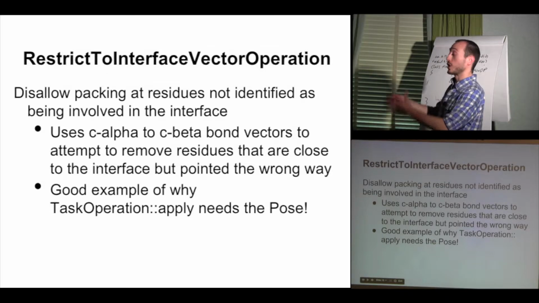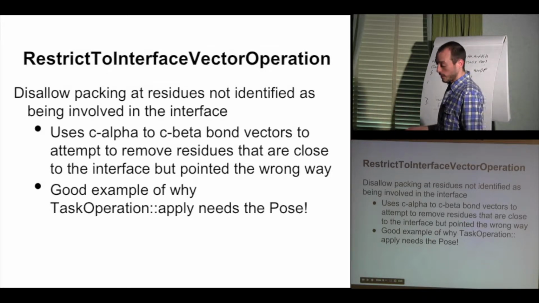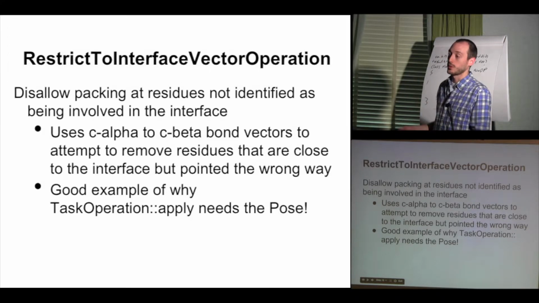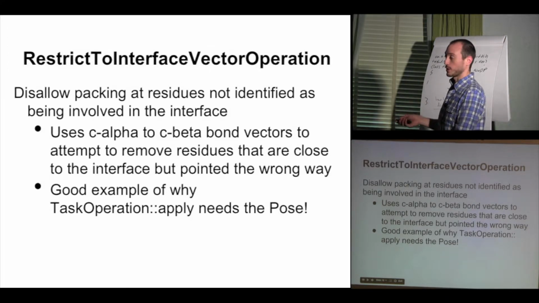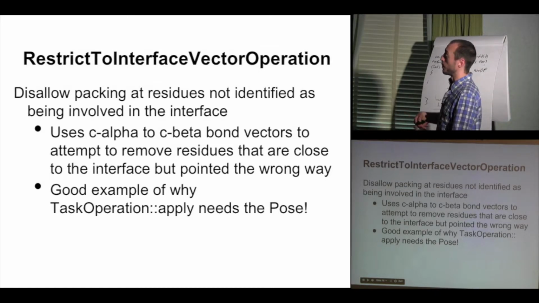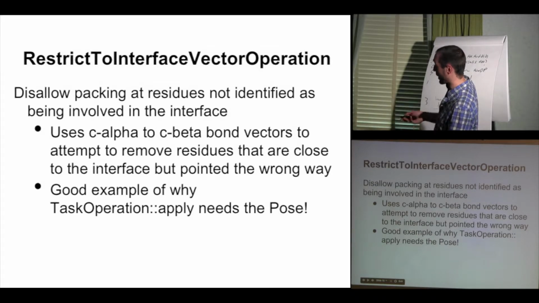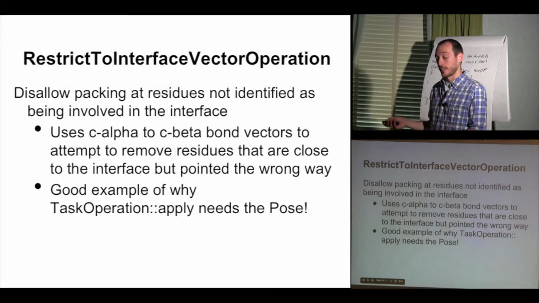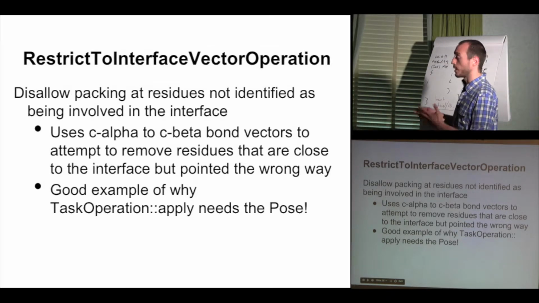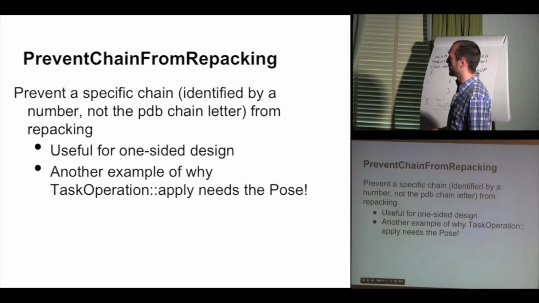But say you're writing a protocol and you just generally want to do interface design. If you knew it was going to be protein A and protein B, you could just select the residues that you wanted to be involved in the design. But say you want to run this on 100 different proteins or 100 different conformations of the same protein, that interface could change. With this task operation, you have access to the pose at that state, and so it can redetect the interface from the conformation. Does that make sense? Okay. And as I mentioned, it's a good example of why you need the access to the pose in apply.